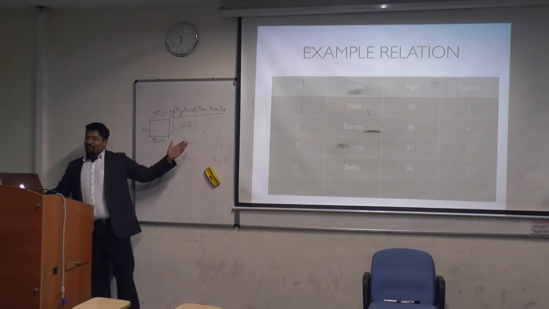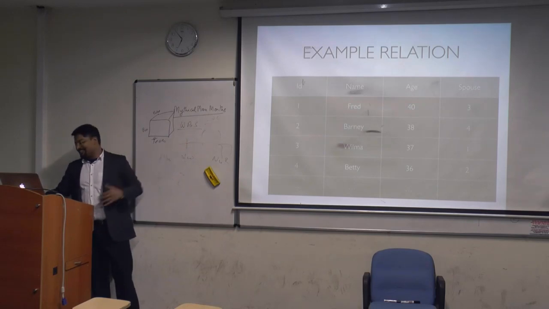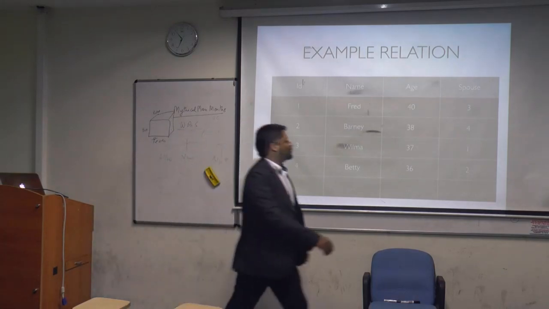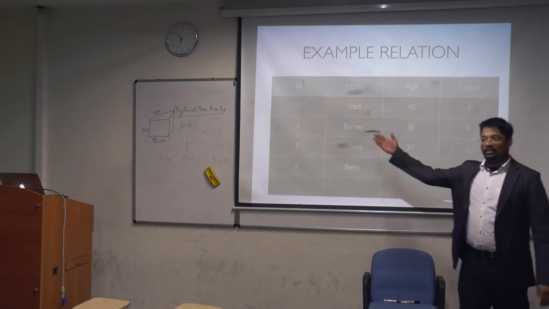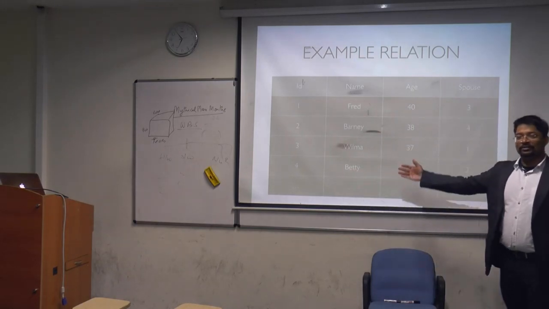Here is an example relation from the Flintstones, whoever recognizes that. We have a name, age, and a spouse. Spouse is the foreign key that refers to the ID of the same table. Any problems here so far? No?